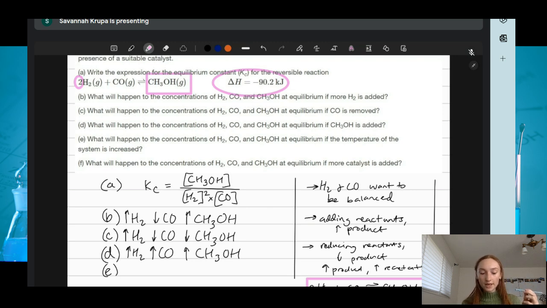So in problem E, it's saying if we increase the temperature. So if we are increasing the temperature, we're giving it some energy. So we don't need to go to the right anymore because we actually need to go to the left. And so the reaction will shift left because now it needs to go the other way since it'll have the energy needed to make more of the reactants. So it'll shift left.